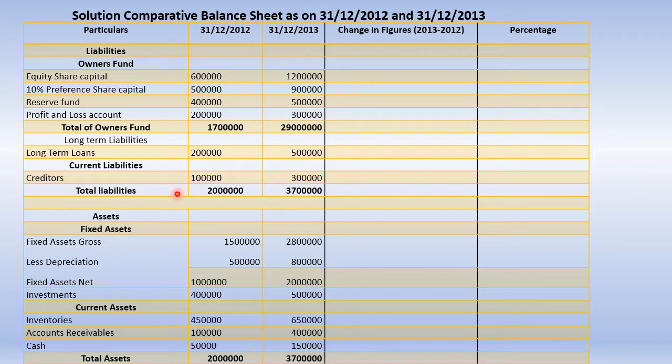All this information is available in the question. The only thing is I am doing the bifurcation, separating one from another. This is total liabilities, that is 20 lakh and 37 lakh.